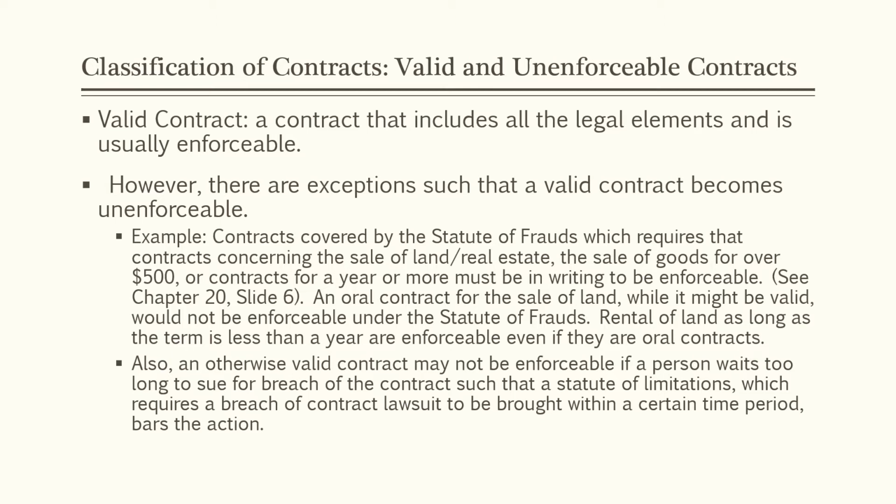An otherwise valid contract may not be enforceable if a person waits too long to sue for breach of contract. There's something called a statute of limitations, a statute requiring that breach of contract lawsuits be brought within a certain set time period. In Kansas, you must bring your breach of contract claim within 5 years from the date of breach, or your contract action is barred. You may have a valid contract and a legitimate breach, but you can no longer sue on it because the statute of limitations renders that contract breach unenforceable.